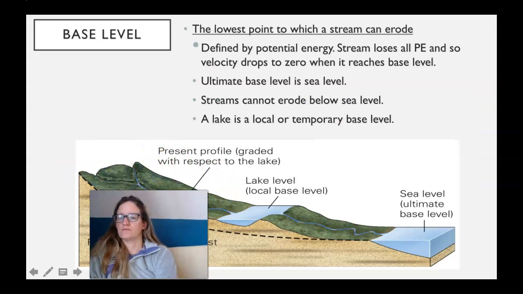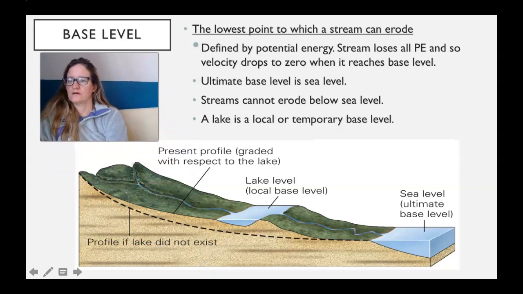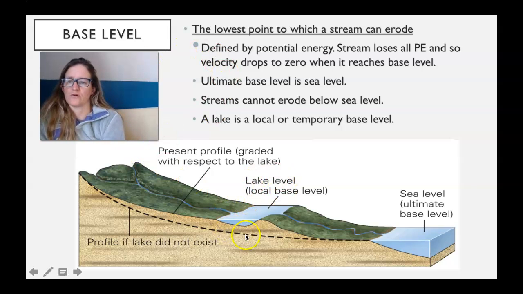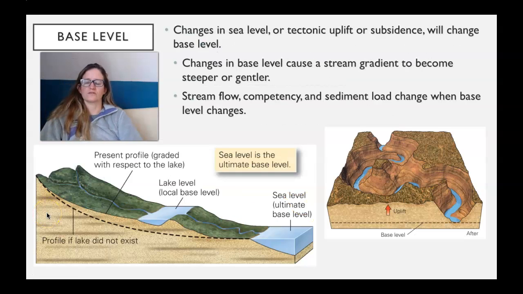All right, that term base level has a definition. It's the lowest point to which a stream can erode. It's usually going to be the ocean, but it also can be a lake. So here it's labeled as the local base level. Sea level is the ultimate base level, but sea level can change, right?